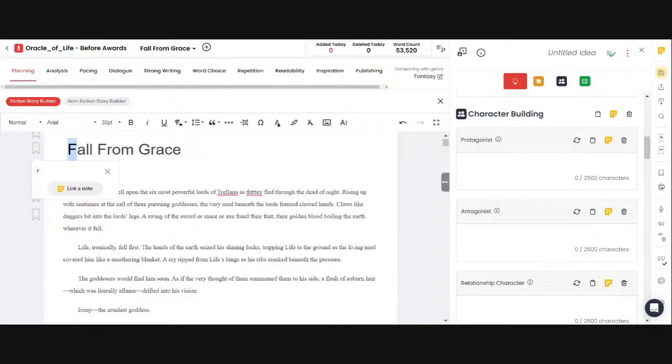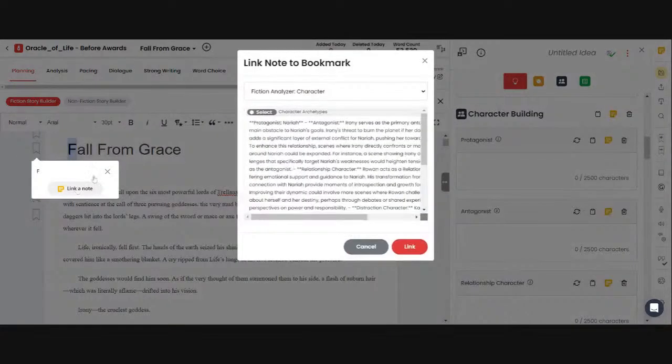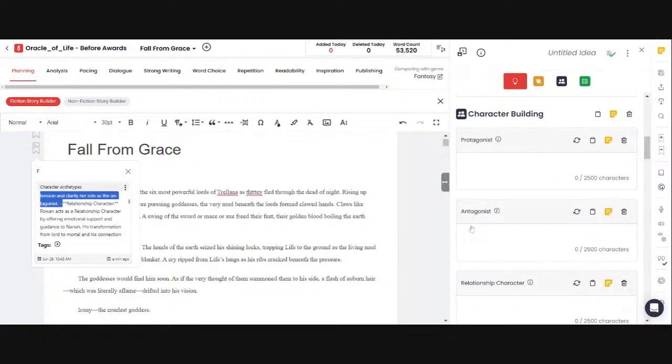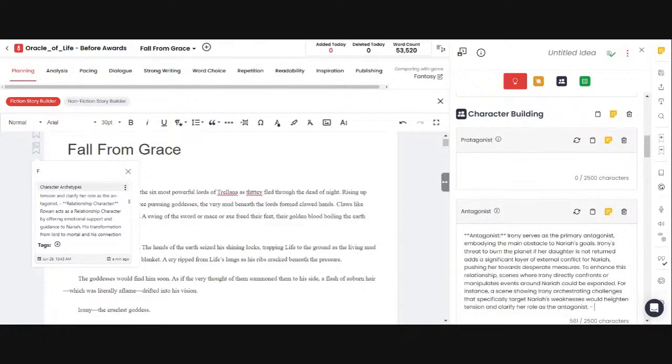under characters, I can pull this up and go, okay, here's the protagonist, that's Narya. Antagonist. And select there, link, antagonist, copy, and paste. And there it is. And in the course of just running it once, saving it to notes, and dropping it in my builder, I've tracked exactly who I have.